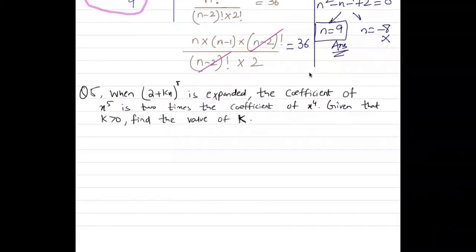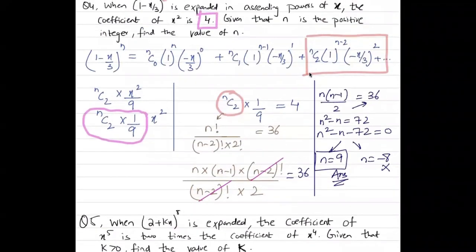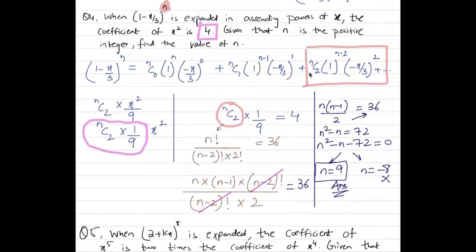Let's see question number 5. Sir, if 72 was positive, could I say that I would choose the negative sign? I would choose negative 8. No. N value cannot be negative in the question. The question says that n has to be positive.